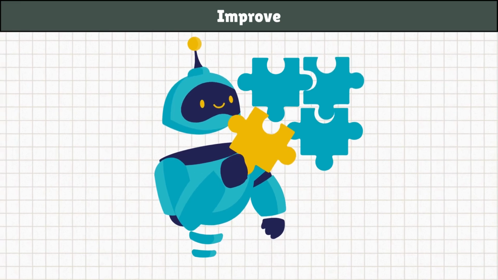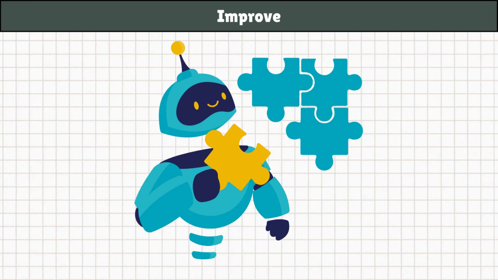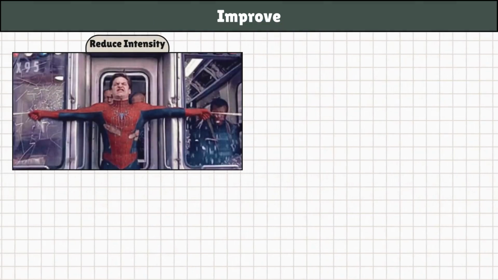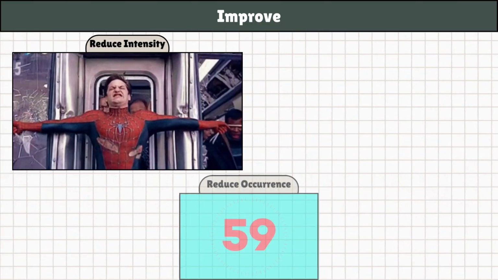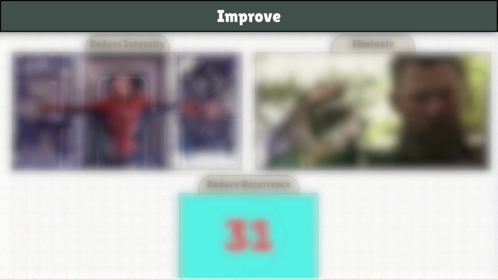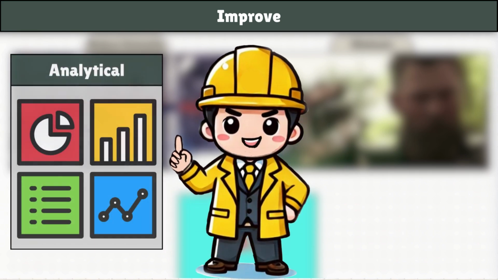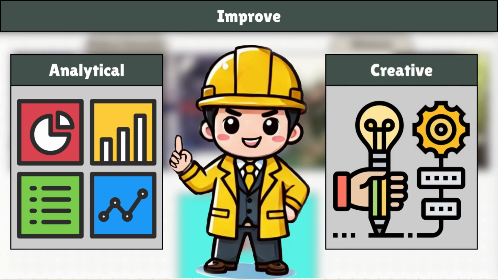The first step in the improve phase is to identify potential solutions for each of the root causes found in the analyze phase. Our goal is to either reduce their intensity, reduce their occurrence, or completely eliminate them. Now, there are two approaches to finding the best solution: analytical approach and creative approach.